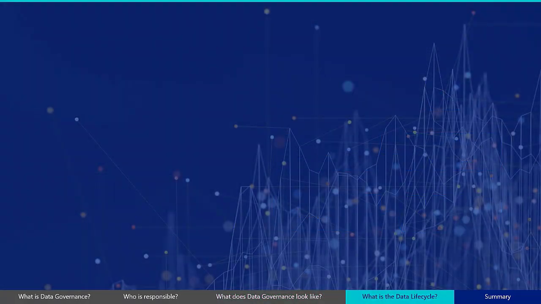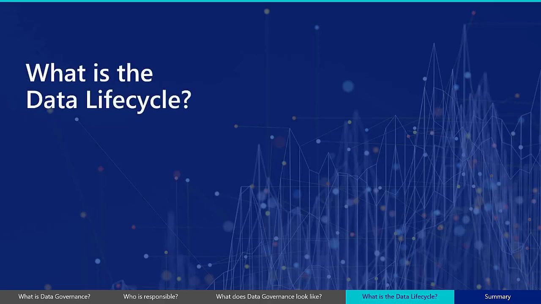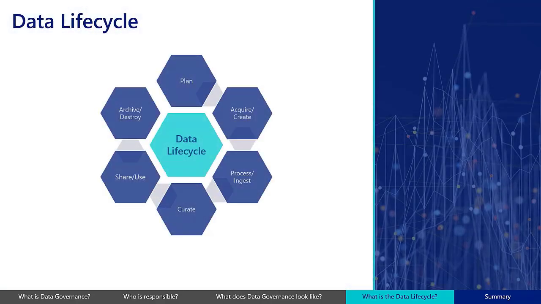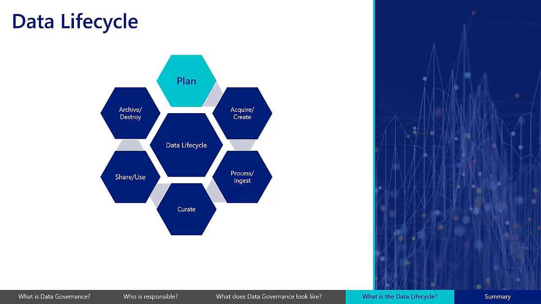Ideally, no matter how your data governance program is structured, data governance policies and procedures will apply to every stage of the data lifecycle. The stages of the data lifecycle include planning for collection and use, the actual acquisition or creation of data, processing and ingesting data into an analytics or business intelligence platform, the documentation and curation of contextual metadata, the ongoing sharing and use of data assets, and the archival or disposal of data once it has reached the end of its utility for the organization.